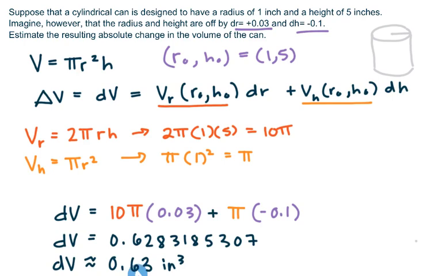And that represents how much we could expect the volume to be off if we knew the radius and the height were off by these small measures. So that's our video for calculating differentials.